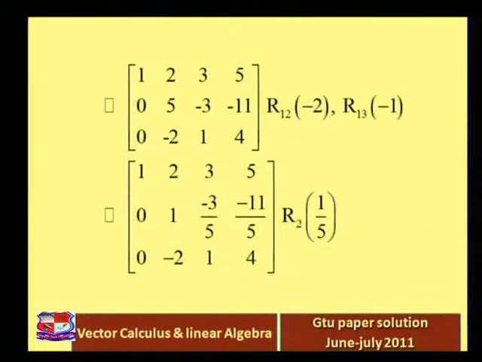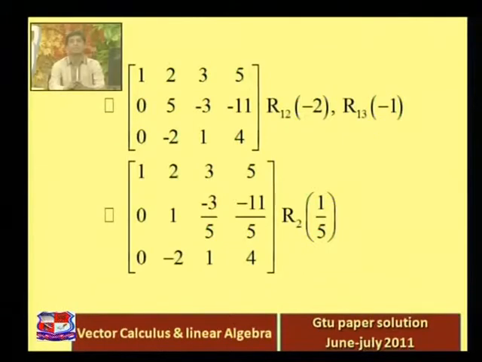Okay, now the next process: the leading entry in the second row, 5, we want to make it 1. Otherwise it's quite difficult to make the entry below it become 0, right? So what we are doing here is that 5 we are trying to make 1, so we multiply the second row by 1 by 5.